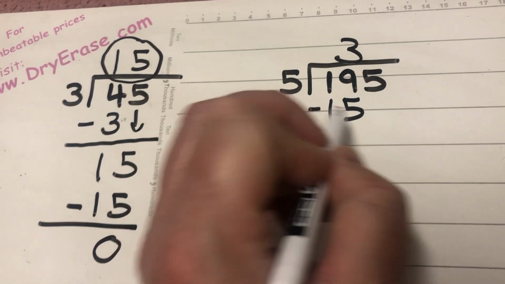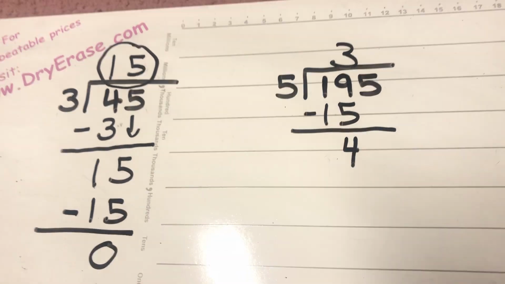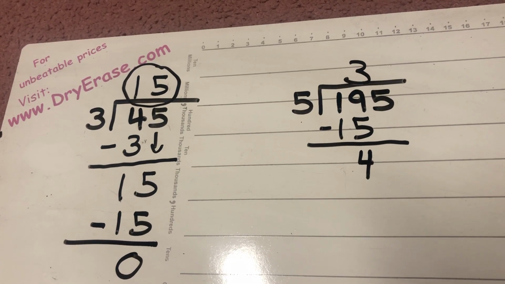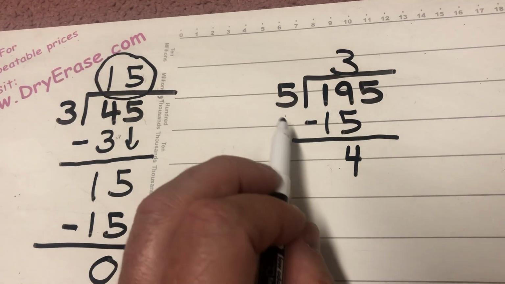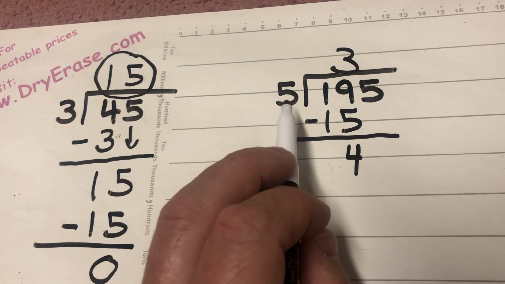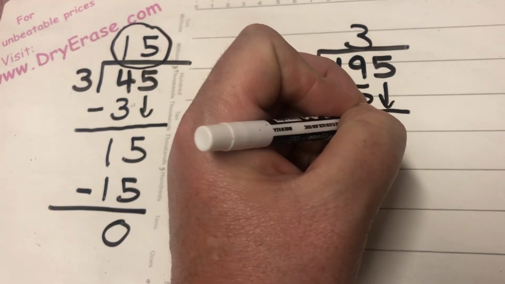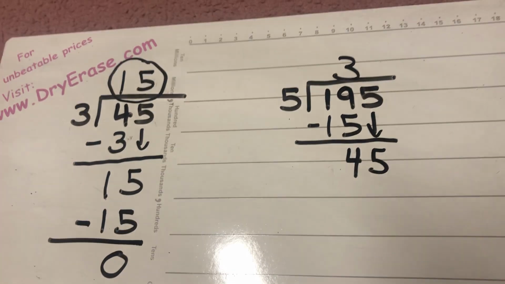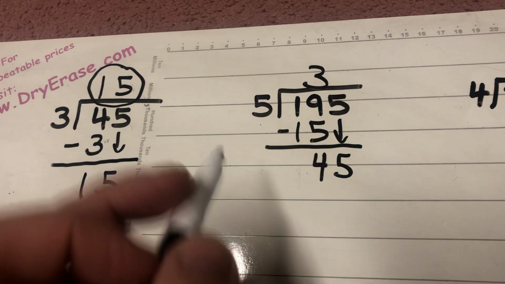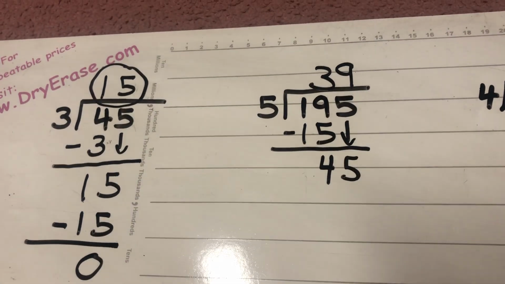Then I do 19 minus 15. 19 minus 15 is 4. And I'm okay with that because 4 is less than 5. After I subtract, I always want an answer less than the number I'm dividing by. Then I bring down my 5, which is my next number. And I think, how many times can 5 go into 45? Well, 5 can go into 45 9 times.